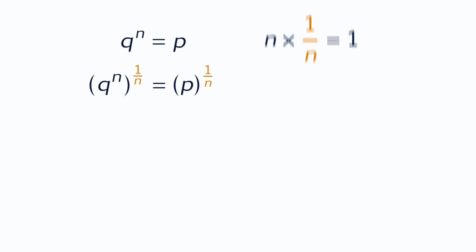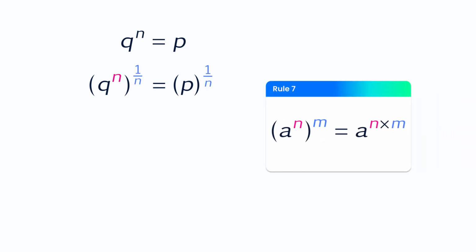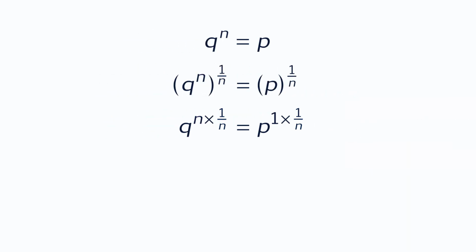You use Rule 7 and multiply the exponents. Now you have q to the power of n times 1 over n equals p to the power of 1 times 1 over n. Remember, there is always an invisible exponent 1 whenever you don't see one written. Now, n times 1 over n equals n over n, which equals 1. And 1 times 1 over n is simply 1 over n. This gives you q equals p to the power of 1 over n.